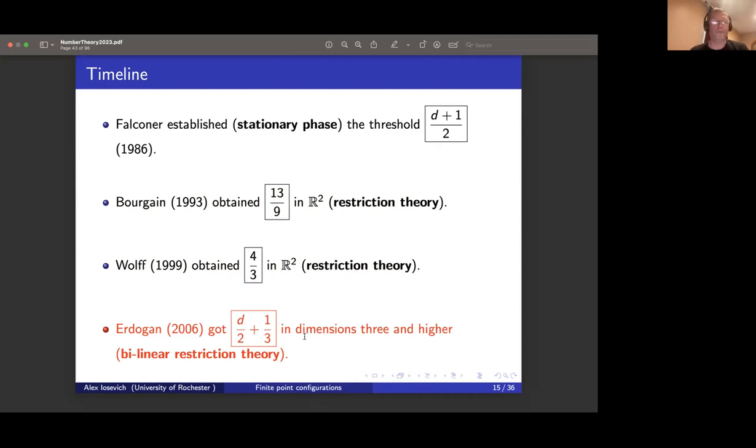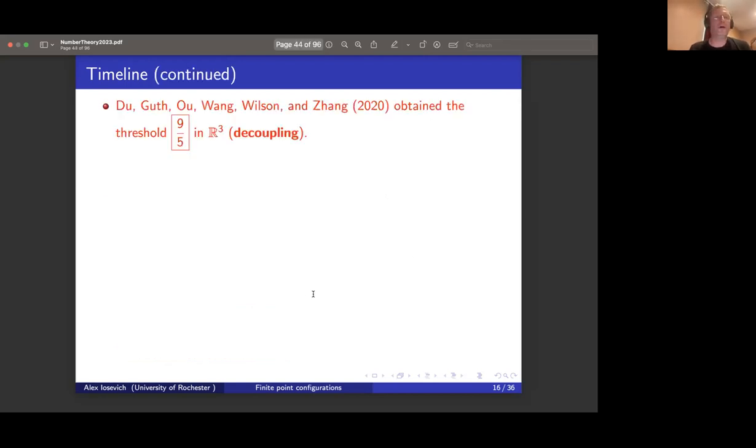And this is superficial evidence that the problem is probably not trivial, because to go from d over two plus a half to d over two plus a third, an improvement of 1/6, took 20 years and much of the then cutting edge machinery of harmonic analysis. So there was a long period of relative inactivity on this problem, at least in this form. But then there was an explosion of activity in recent years. Du, Guth, Ou, Wang, Wilson, and Zhang obtained the threshold 9/5 in R3 using decoupling.